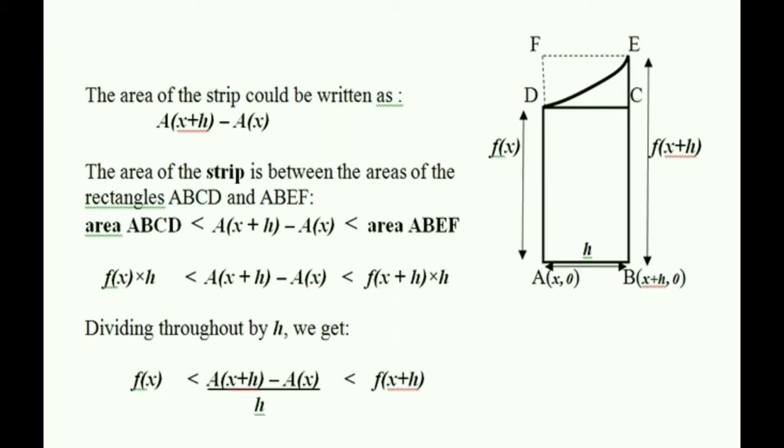Here we get two rectangles, ABCD and ABEF. The area of ABCD is f of x into h, and the area of ABEF is f of x plus h into h. Now we know that the area under our curve will be less than the area of rectangle ABEF and more than the area of rectangle ABCD. If we divide all terms by h, we get f of x plus h greater than a of x plus h minus a of x divided by h, and a of x plus h minus a of x divided by h greater than f of x.